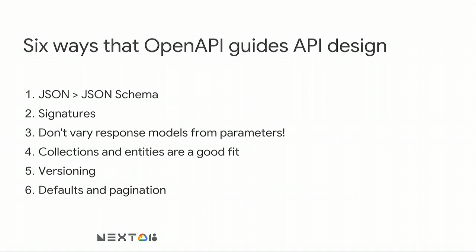3, warning, do not vary your response models from parameters. 4, collections and entities are a nice pattern and a good fit. That's from the API design ebook that I mentioned earlier. 5, versioning and how you can approach it with OpenAPI. And 6, defaults and pagination.